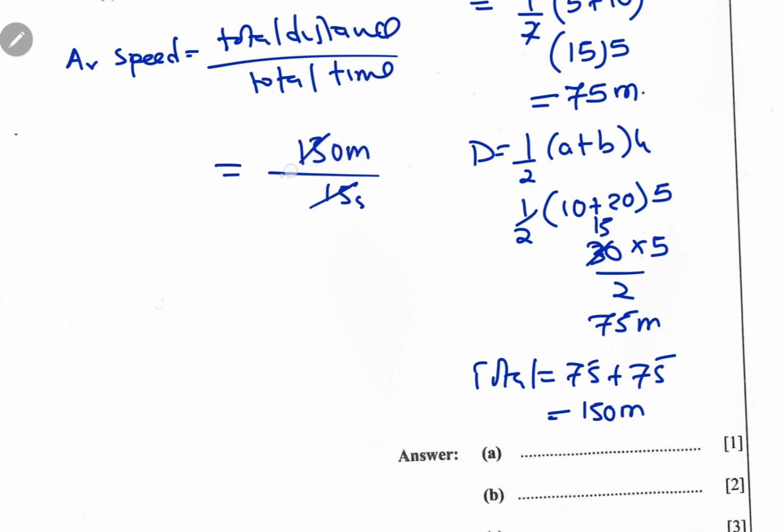So divide by 15, that is 10 meters per second. So the average speed is 10 meters per second.